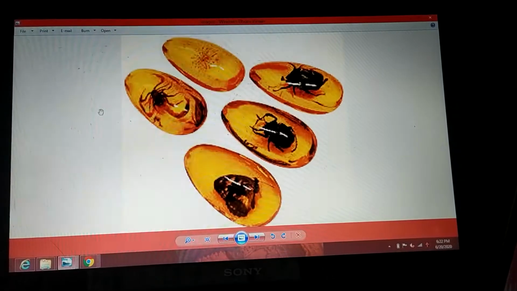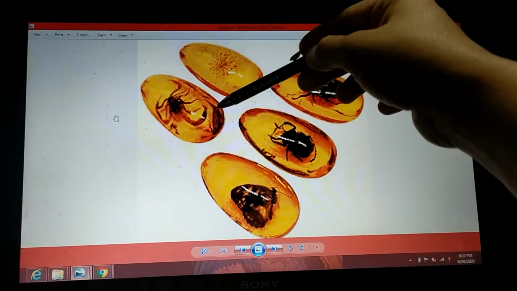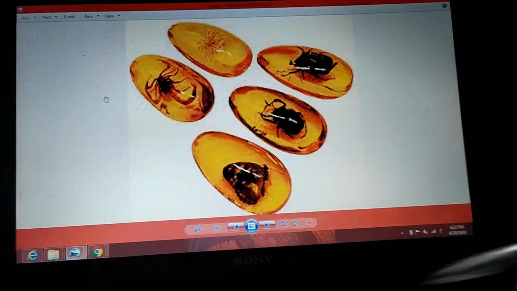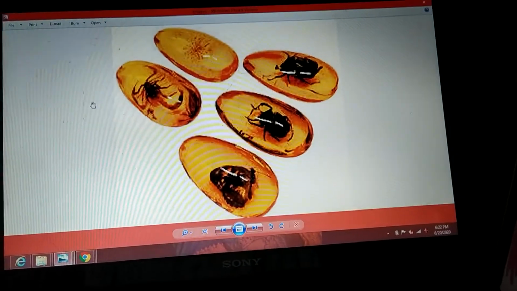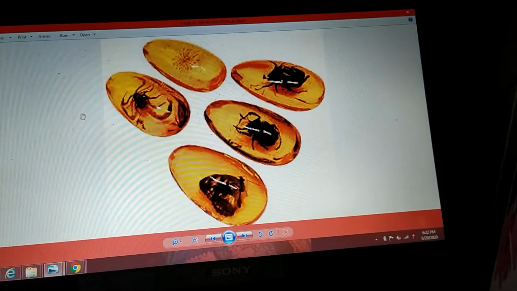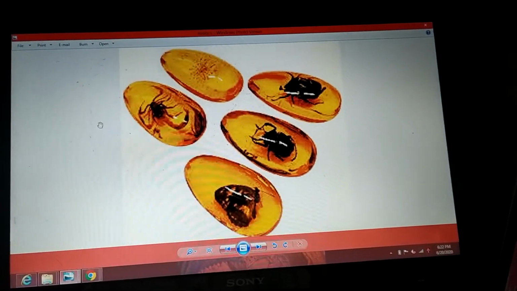Here we can see a scorpion stuck in the amber. These are bugs which glow in the night. Likewise, the next one will be the preserved remains.